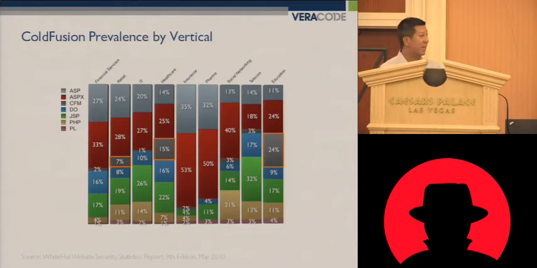And then this is a graph that came from a recent report from WhiteHat, one of their security statistics reports that they release every quarter. They release this chart that shows how different verticals use different web application platforms. The boxes in gray that I have outlined in orange are the ColdFusion chunks. And you can see that ColdFusion is most prevalent in education, healthcare, and retail, according to WhiteHat. Anecdotally, we know that ColdFusion is also very popular in the government space.